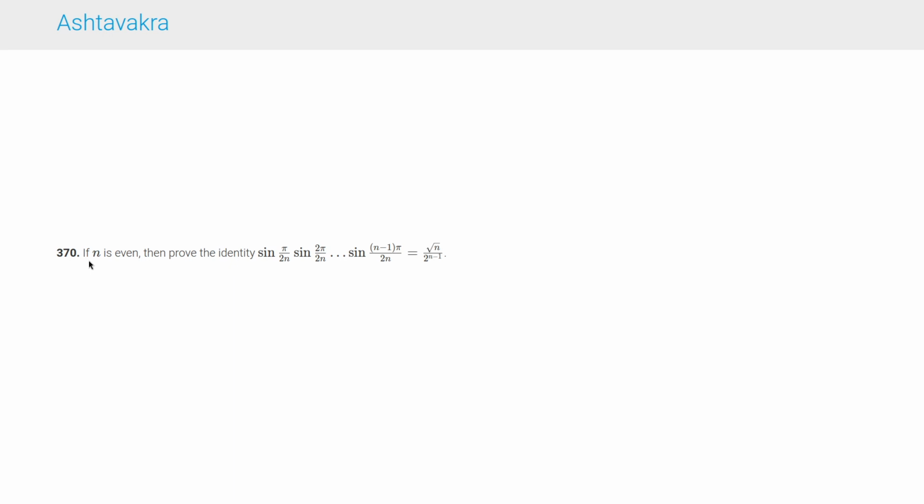Question 370 says that if n is even, then prove the identity sin pi by 2n into sin 2 pi by 2n and so on up to sin n minus 1 pi by 2n is equal to the square root of n by 2 to the power n minus 1.